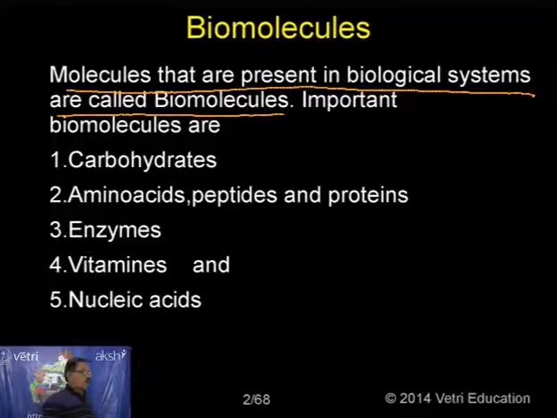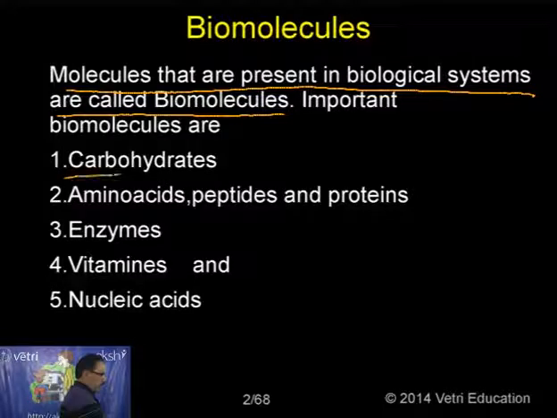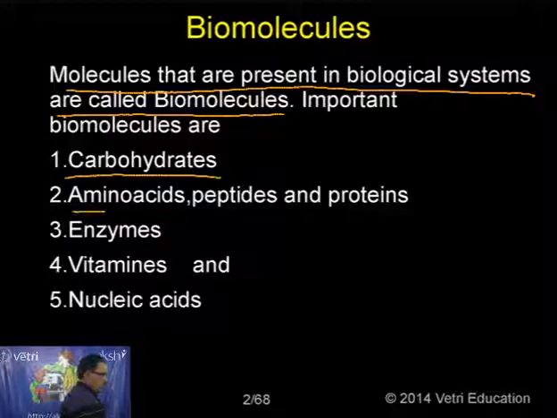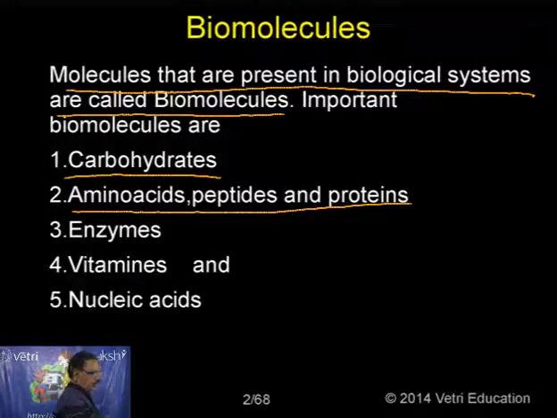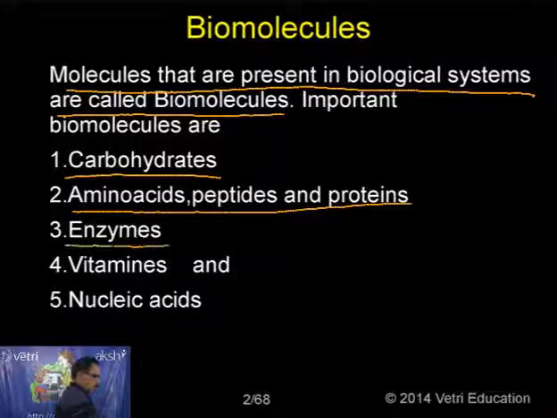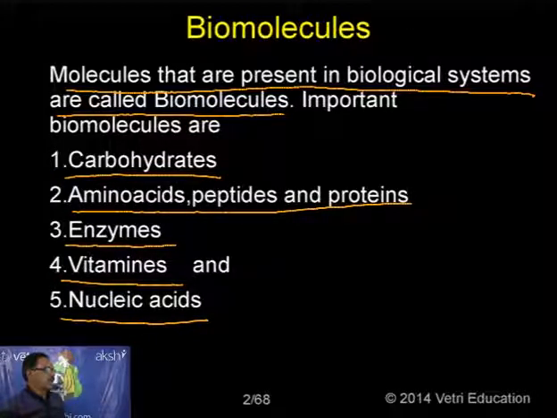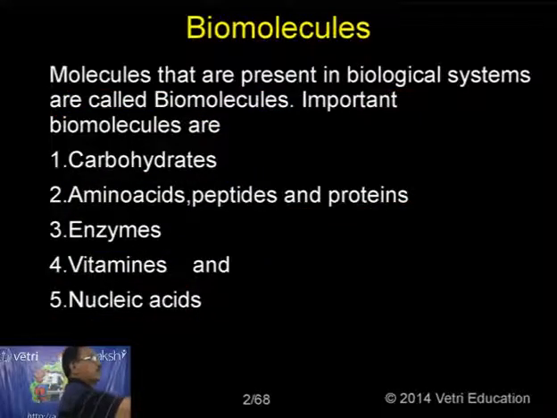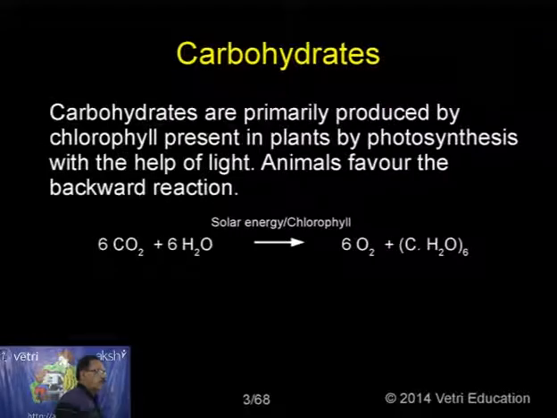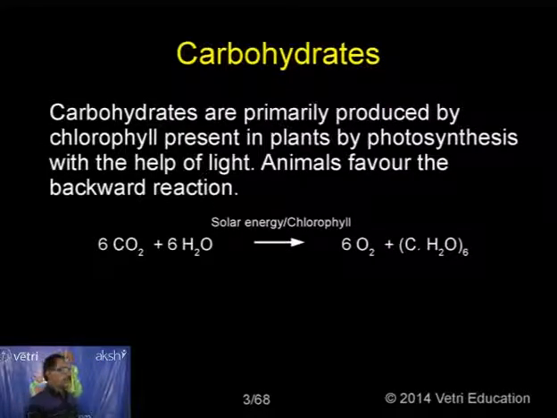Important biomolecules are: 1. Carbohydrates, 2. Amino acids, peptides and proteins, 3. Enzymes, 4. Vitamins and 5. Nucleic acids. So these are the important biomolecules. Let me go for the next. First, let me concentrate on carbohydrates.